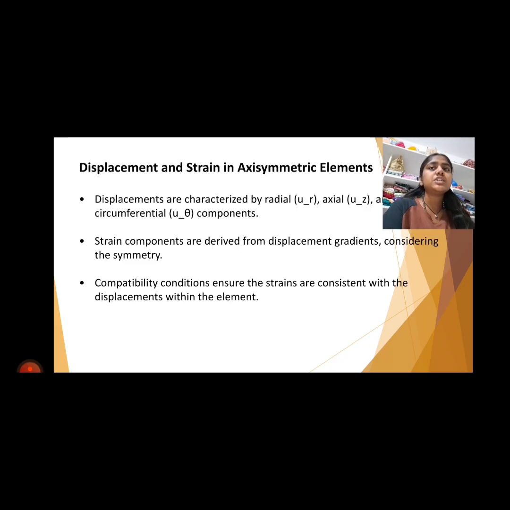Stress estimation in axisymmetric elements. Once nodal displacements are obtained, stresses are computed using strain-displacement and constitutive relations.